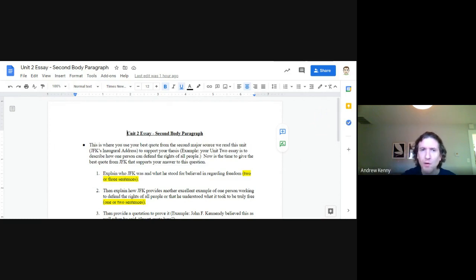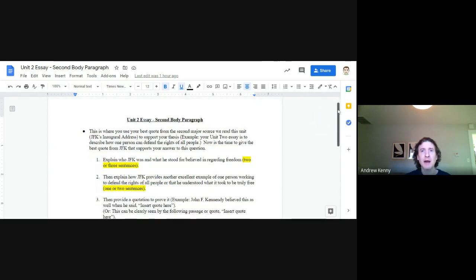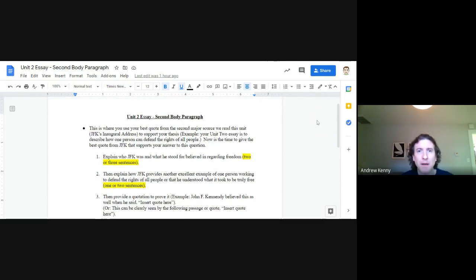But we'll do that after we write it. Let's first get the quote in there. Let's make sure we quote start it. Let's make sure we quote finish it. So what would we do? Let's take a look at this. Second body paragraph. This is where you use your best quote from the second major source we read this unit, which was, of course, JFK's inaugural address, to support your thesis. Example, your unit two essays describe how one person can defend the rights of all people. Now's the time to give the best quote from JFK that supports your answer to this question.